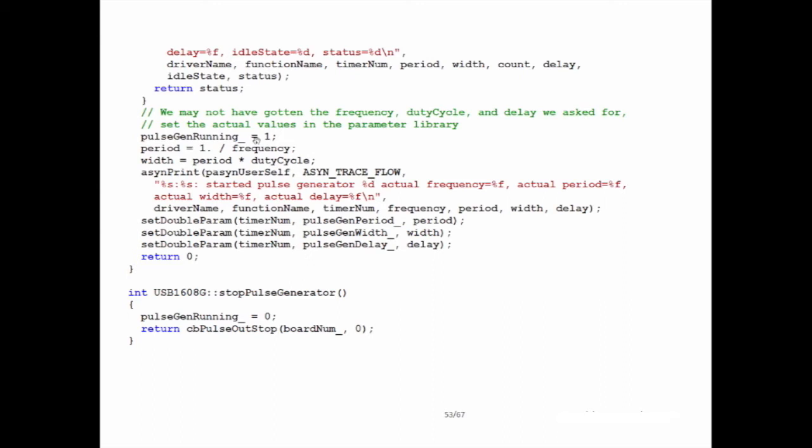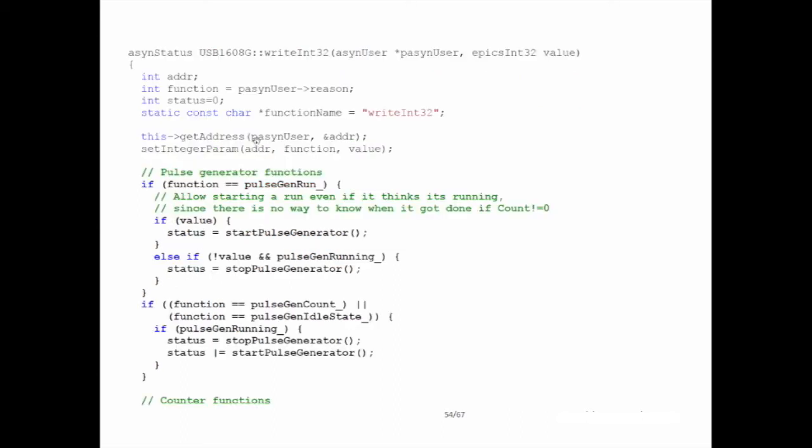And then we've got another function that we implement that's just to stop the pulse generator when the user presses stop. So in write int32, now the pulse generator function, if the function is pulse generator run, then if the value is true, start the pulse generator. Else, if the value is false and it's already running, stop the pulse generator. And here's what we want to do: while it's running, the user might modify the count or the idle state. And so if it's running, stop it and restart it.